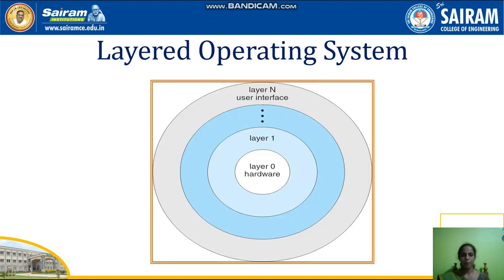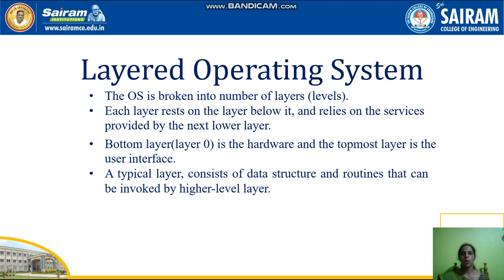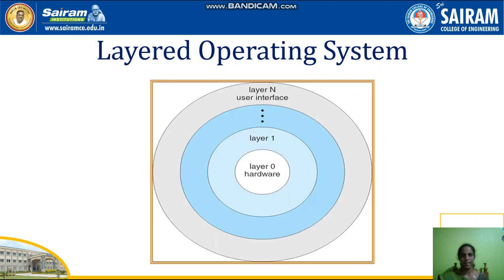Next one is the layered operating system. In a layered operating system, the OS is broken into a number of layers. You can see layer 0 to layer n, and each layer rests on the layer below it and relies on the services provided by the next lower layer. So layer 1 depends on layer 0, layer 2 depends on layer 1, like that. Layer 0 is the hardware layer and layer n is the user interface. This is the totally independent layer. This is the dependent layer.